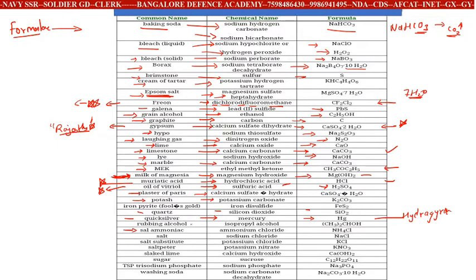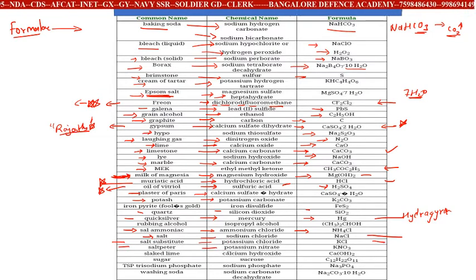Next you have sal ammoniac, that is ammonium chloride, NH4Cl. Salt, this is common salt, sodium chloride, NaCl. Salt substitute, potassium chloride, KCl. Next you have saltpeter, that is potassium nitrate, KNO3. Slaked lime is calcium hydroxide, Ca(OH)2. Sugar, sucrose, C12H22O11, and trisodium phosphate, that is Na3PO4. Finally, washing soda, sodium carbonate, that is Na2CO3 10H2O.